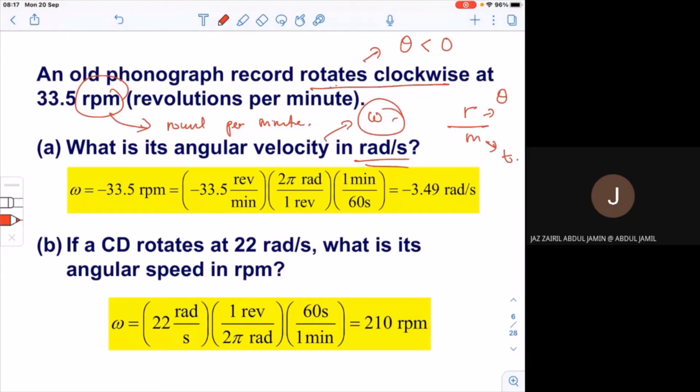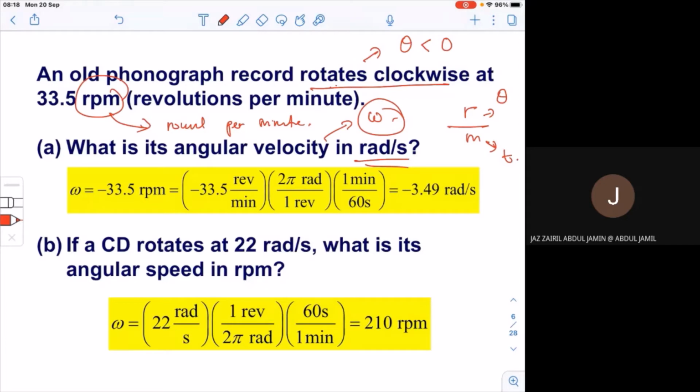Because when the rotation is counterclockwise, theta will be positive, and therefore the RPM will be positive. So in here, theta is negative because it rotates clockwise. Negative 33.5 round per minute, that means revolutions per minute.